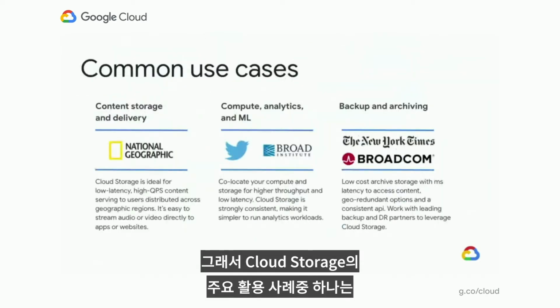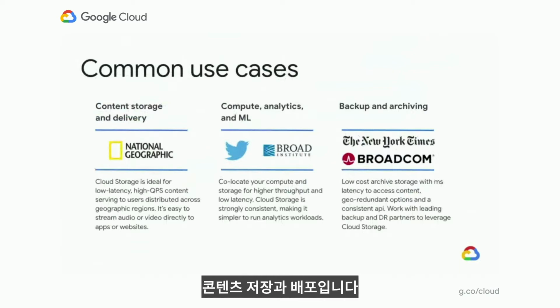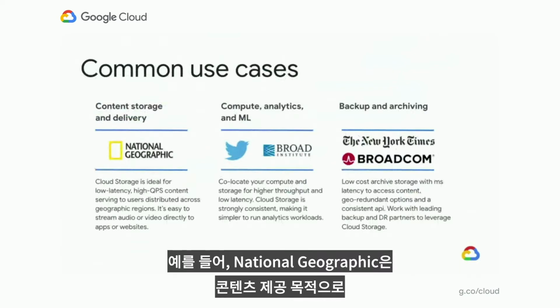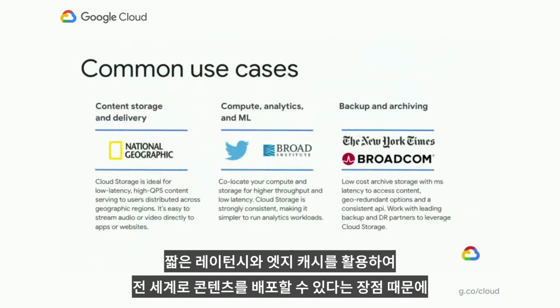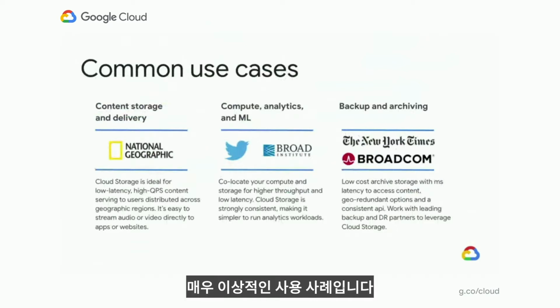The three primary use cases that we see are content storage and delivery. So for example, National Geographic uses Cloud Storage for its content serving purposes. And this is ideal because of low latency and the ability to take advantage of all of those edge caches to push content across the globe.